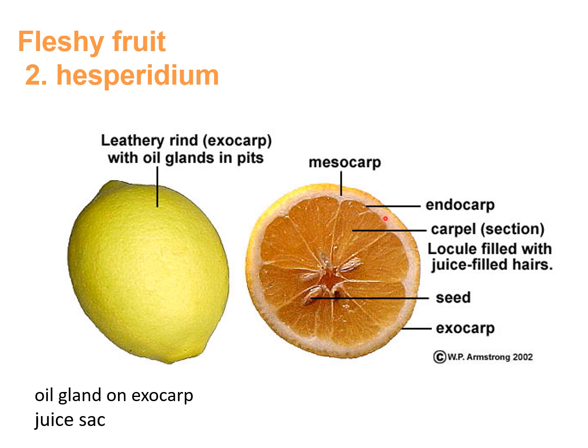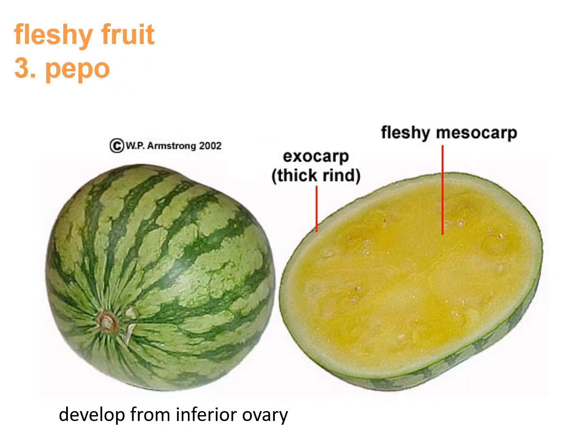Next to the endocarp is the mesocarp, the middle layer, the white one also, and the outer layer is the rind with oil glands, or the exocarp with oil glands. Having oil glands in the exocarp is the unique characteristic of Hesperidium, and citrus is a good example of the Hesperidiums.